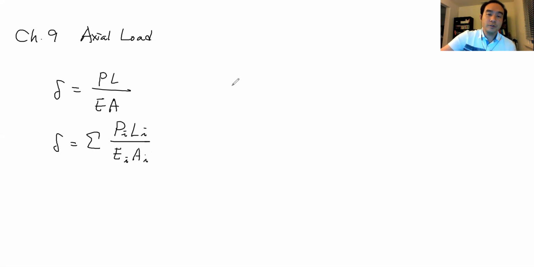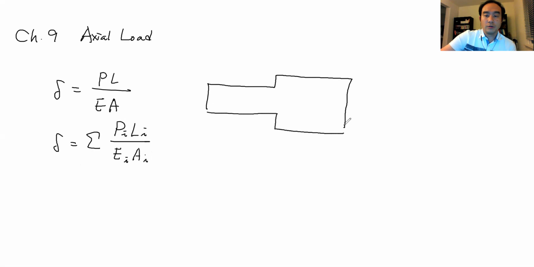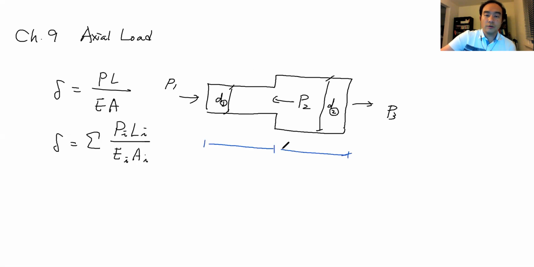Anyway, so for example, I'm just creating a problem. So let's say here we have one force P1, P2, P3, and we have different diameters, diameter 1, diameter 2. Then what we need to do is break it into two segments here now. Let's say this is L1, L2, the lengths.